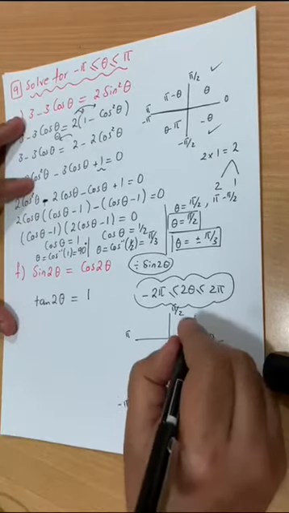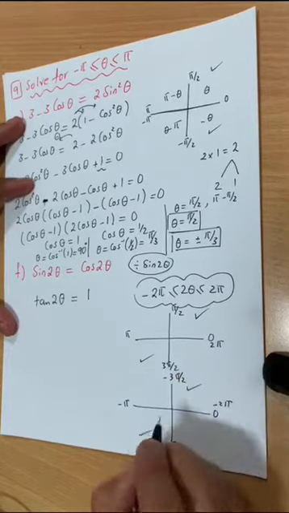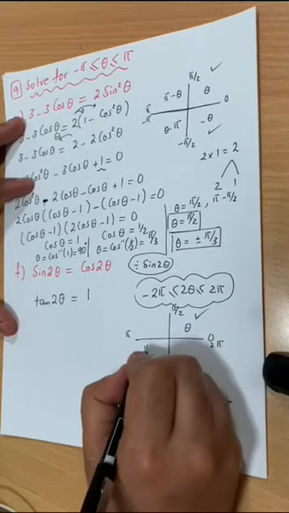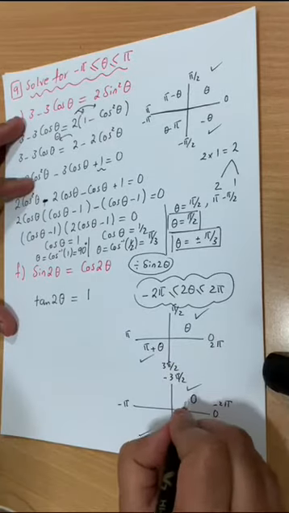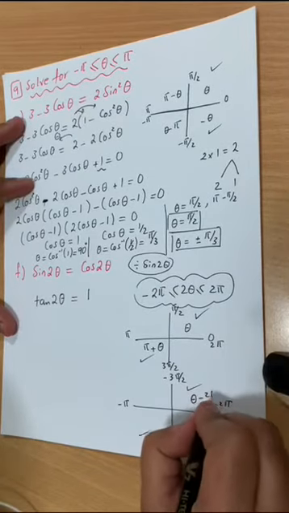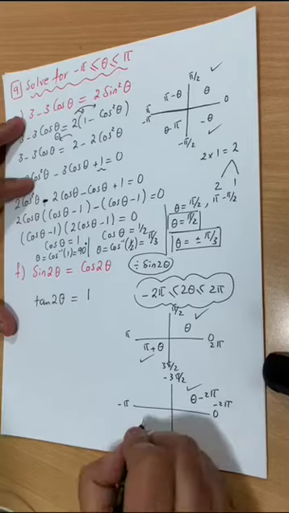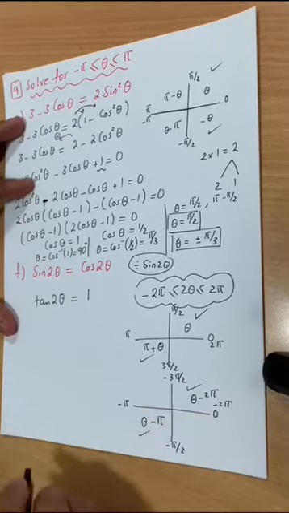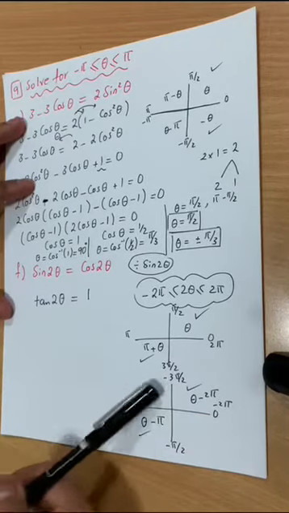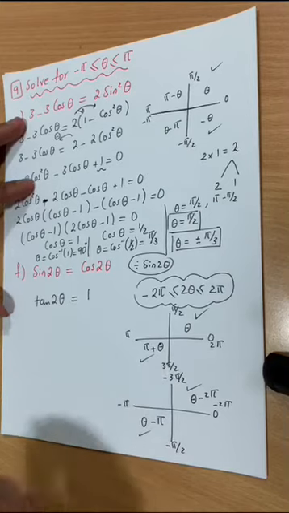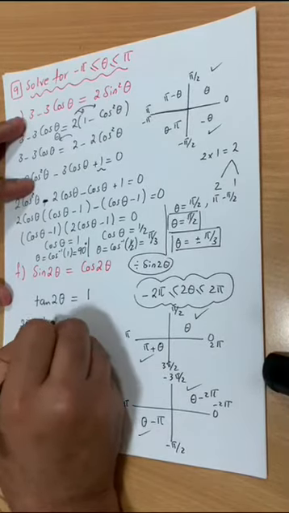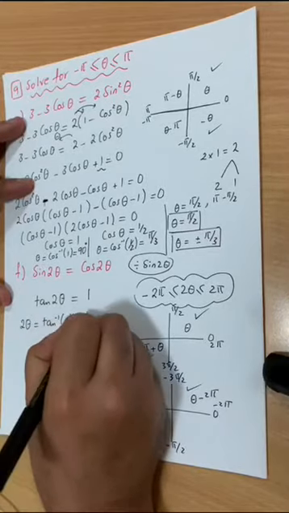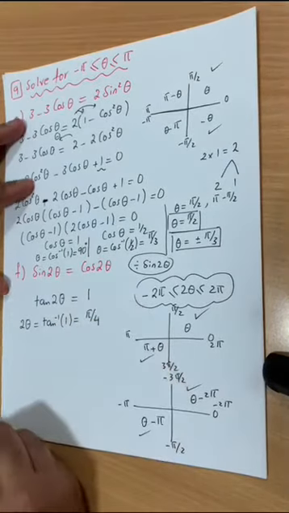Tan is positive in the first and third quadrants: theta and pi plus theta. On the negative range, first is theta minus 2 pi, and here it's theta minus pi. We did these expressions in the first video. 2 theta equals inverse tan of 1, which is equal to pi over 4.